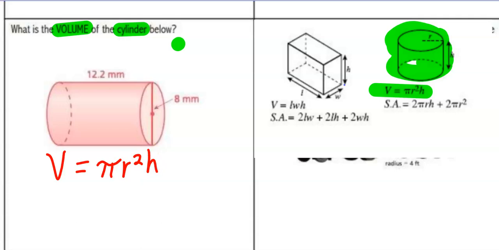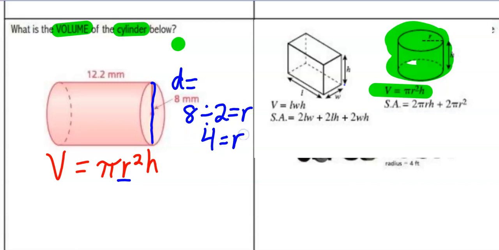Now we're going to identify what we need in the problem. I know this is laying on its side, but you can see where the circle is. You can see that this line goes all the way across, so that means that the diameter is equal to 8. The problem is asking us for the radius. So if the diameter is 8, we need to take 8 and divide it by 2 to get our radius. So 4 equals our radius. We need to be careful with that. If they give you the diameter, you need to divide it by 2 to make it the radius.